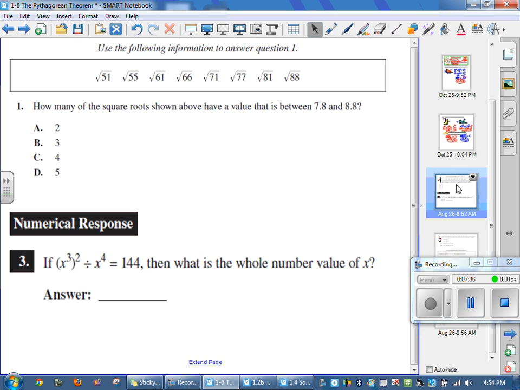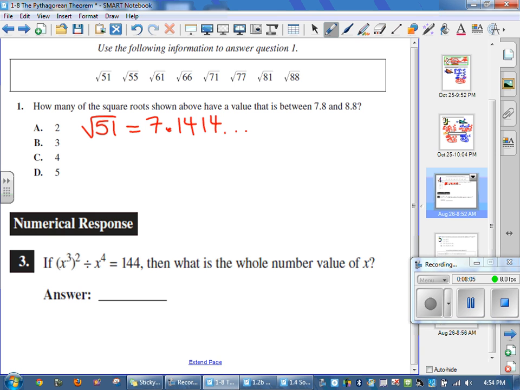So the first one says, how many of the square roots shown above have a value that is between 7.8 and 8.8? Well, we don't know. So what we're going to have to do is convert all of them to decimal form. How do I do that? I actually use the square root function on my calculator. So I'm going to take the square root of 51. If I take square root 51, I'm going to get 7.1414, and it runs on forever.